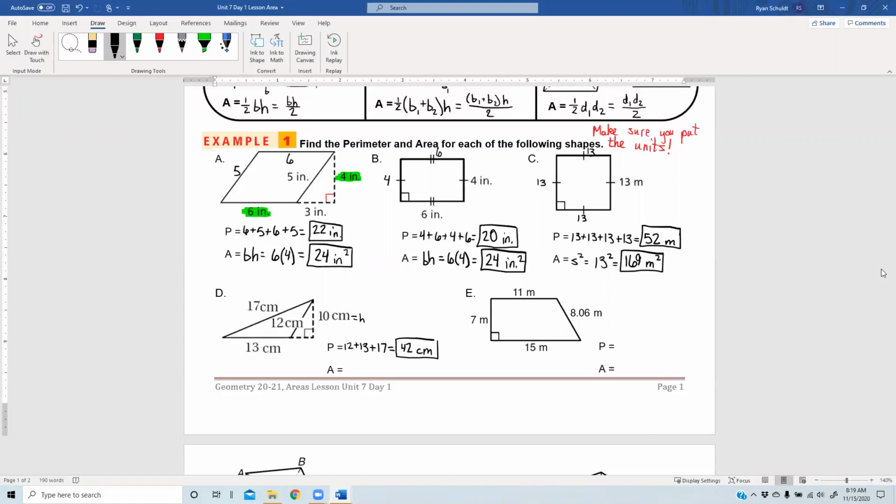So there's my perimeter. For area, the area of a triangle we said is 1/2 base times height. Now I already said the 10 is my height. My base would be this 13 down here. So I'm going to do 1/2 of 13 times 10, which is equal to 65 centimeters squared.